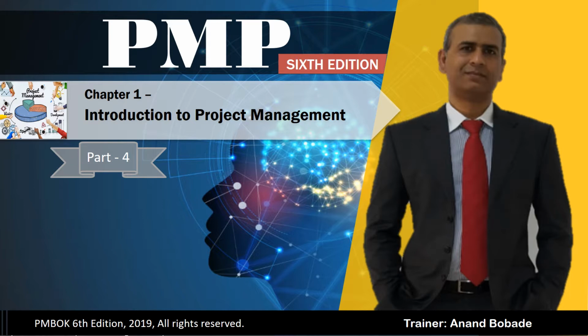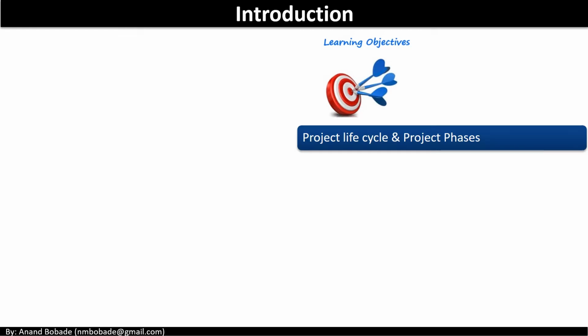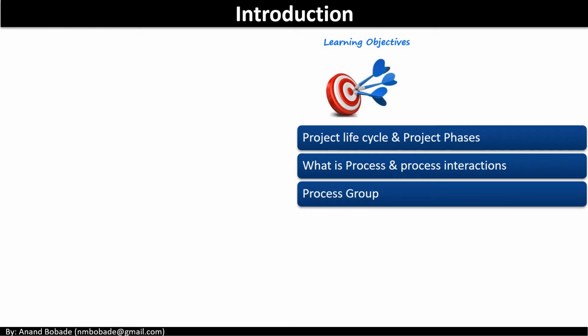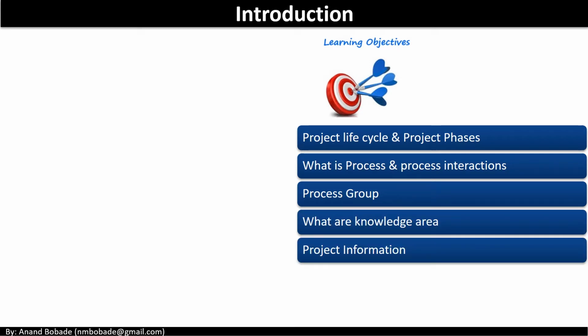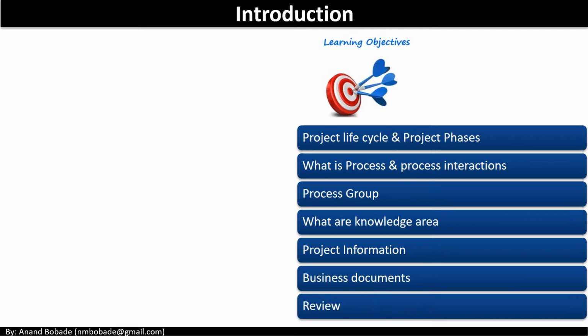This is continuation of first chapter, Introduction to Project Management. In this session, we will focus on various components of PMBOK guide. So the learning objectives are: we will start with understanding project lifecycle and project phases. You will learn about process, its definition and process interaction. 5 process groups, 10 knowledge areas. We will talk about project information, business document, and finally a quick review.